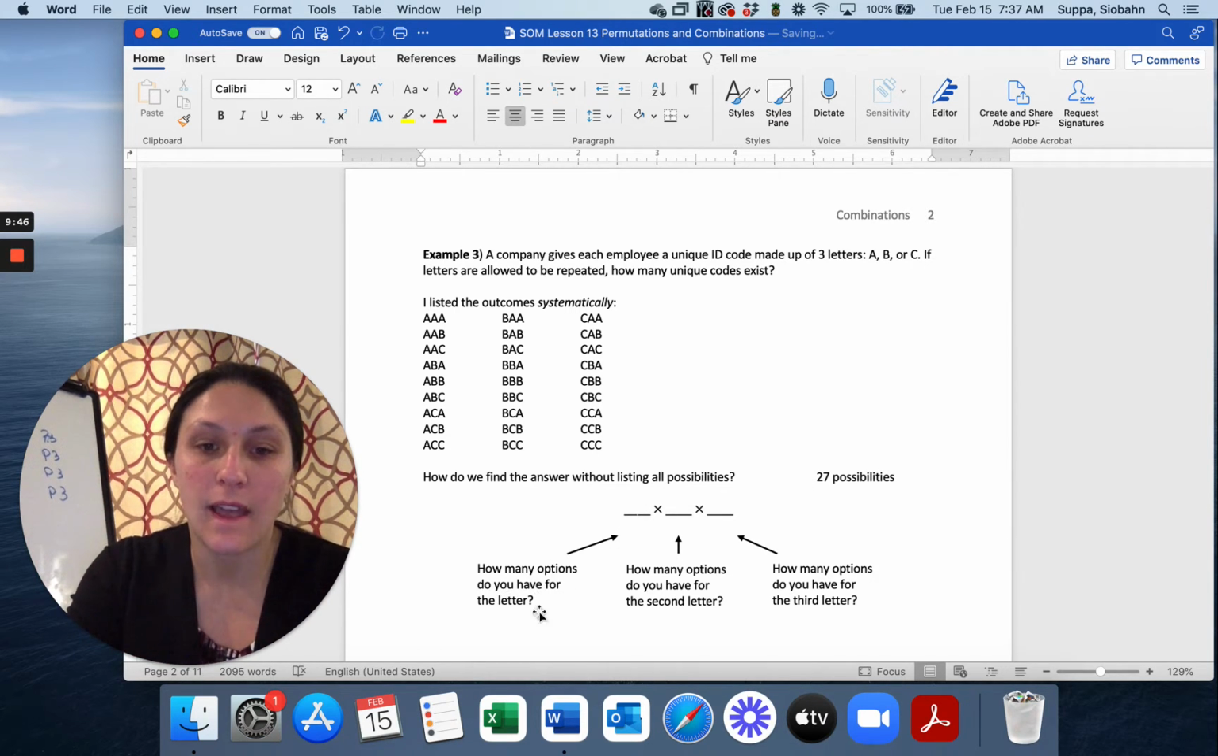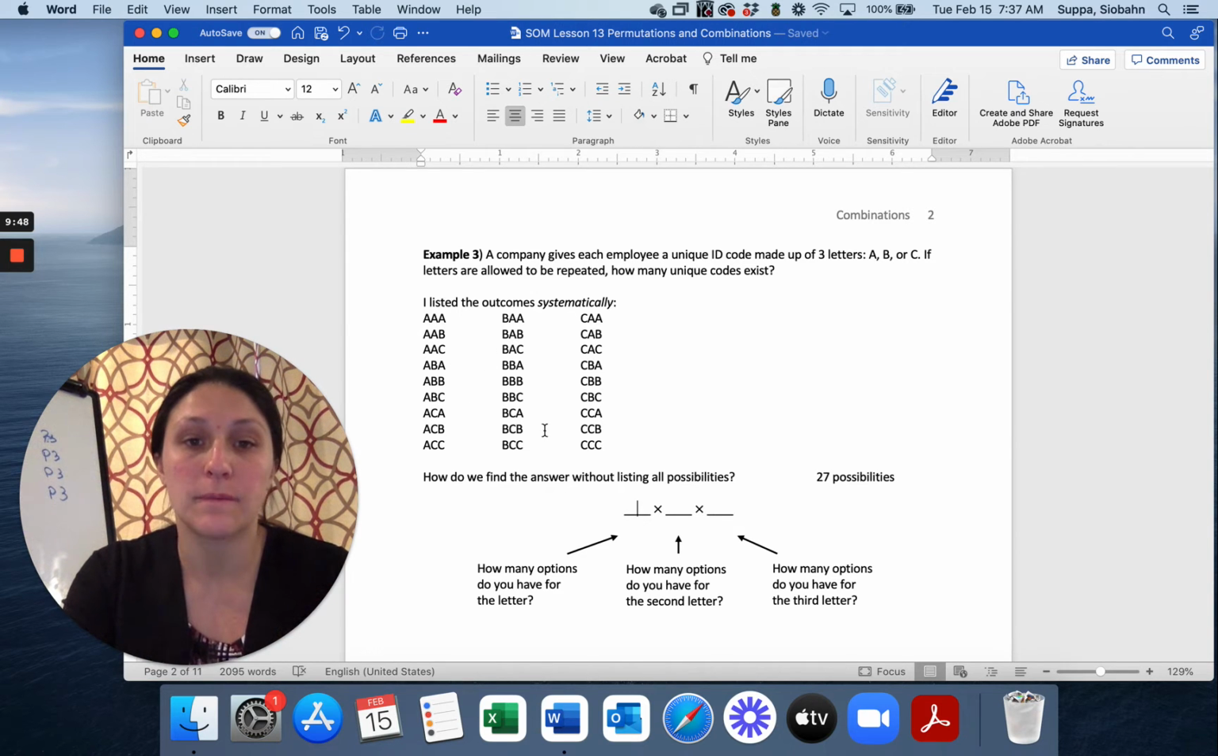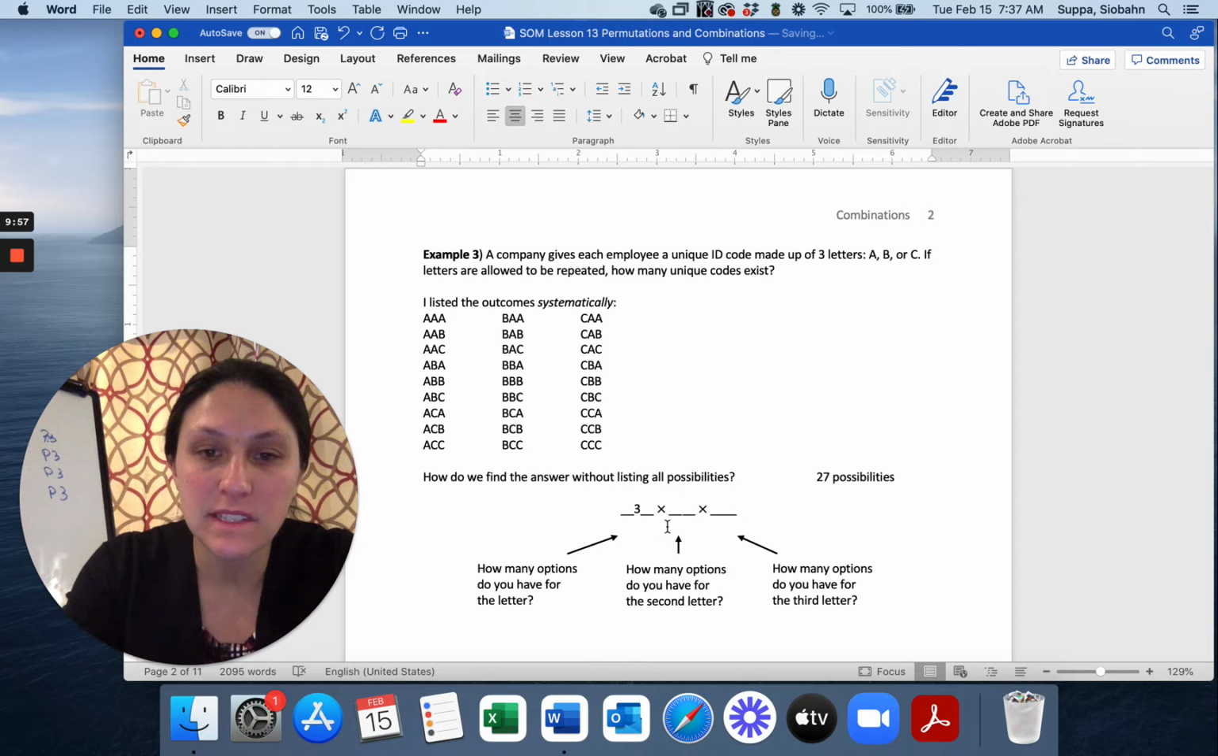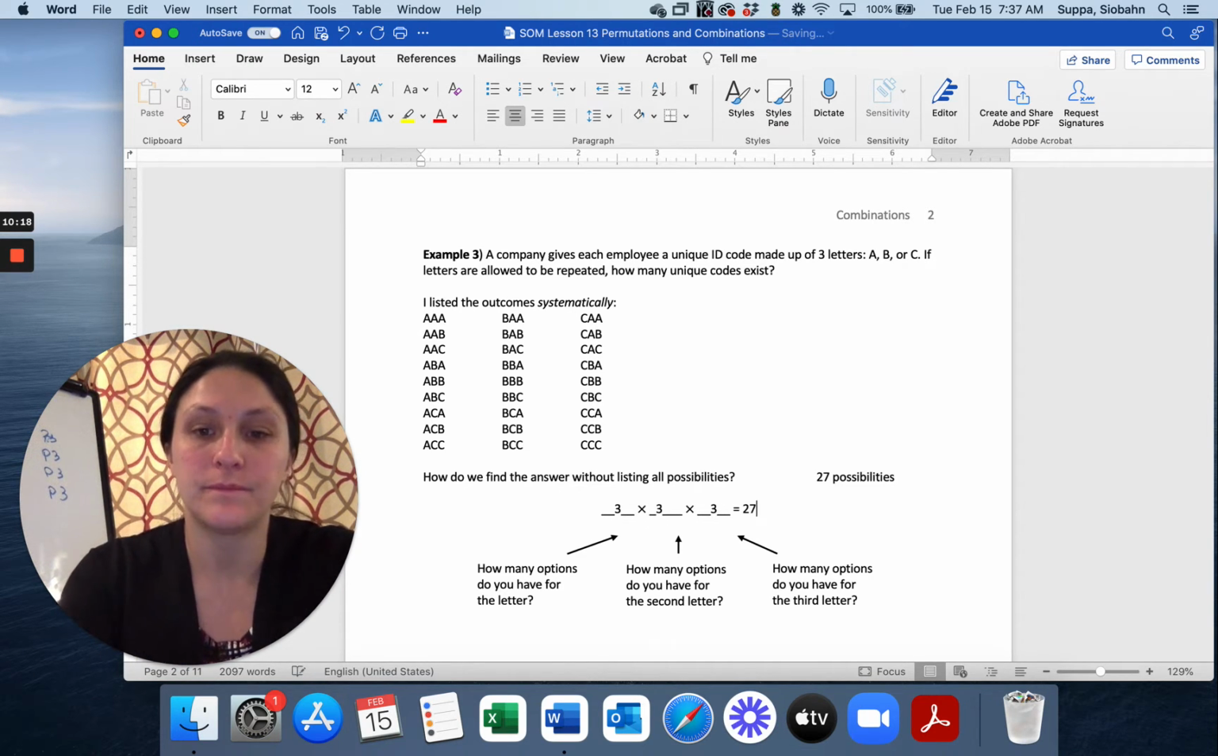Or I could think about it using the spaces method. How many options did I have for the letter I could have written first? I had 3 because I could have started with A, B, or C. When we do this spaces method, I'm just thinking about one possible element. How could I write any element? Well, I'd have 3 choices for what letter I put first. I'd still have 3 choices for what letter I put second, because repetitions are allowed. And I'd have 3 choices for what letter I put third. So 3 times 3 is 9, and 9 times 3 is 27.